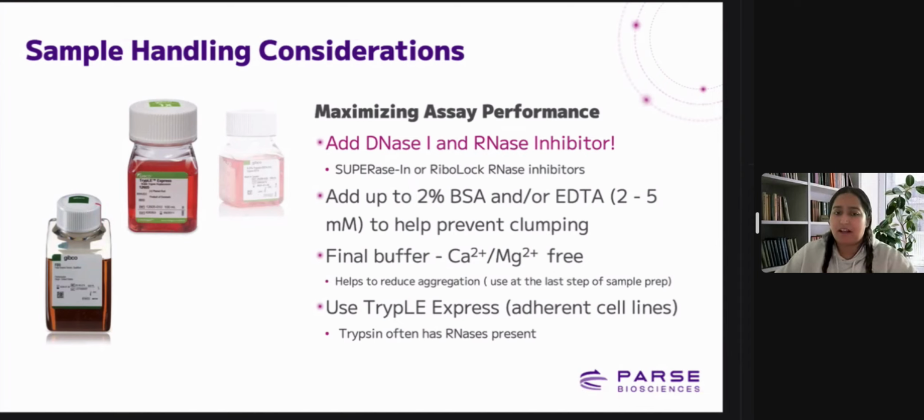Since we're not worried about adherent cells here and we're not doing any cell culture, we don't have to worry about enzymes like trypsin, for instance. Trypsin usually has RNases present in it, so we recommend using TrypLE Express instead.